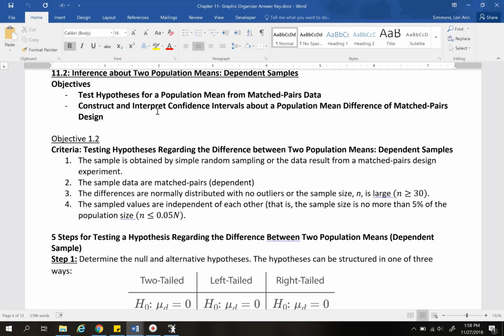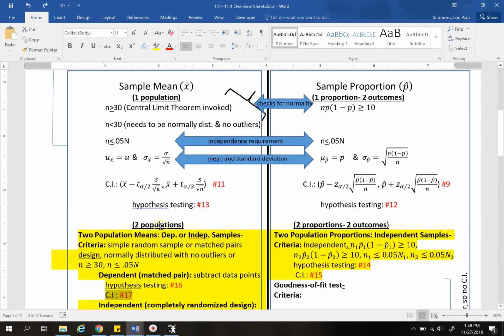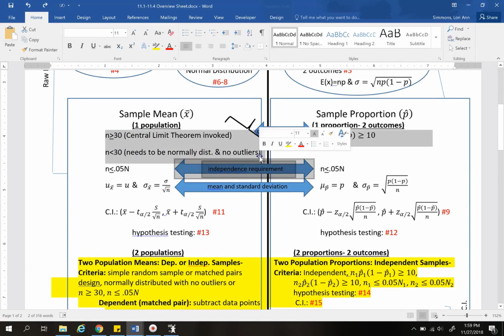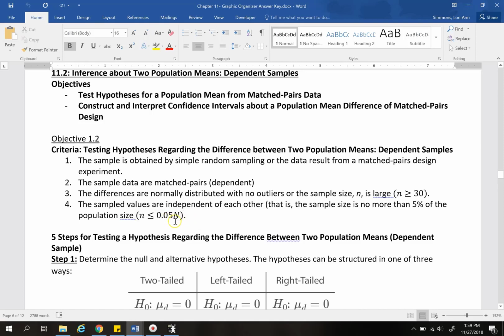The criteria for testing hypotheses regarding the difference between two population means for dependent samples is 1. The sample is obtained by simple random sampling or the data result from a matched pairs design experiment. 2. The sample data are matched pairs, so they're dependent. 3. They have to be normally distributed, so you need to either check that on your calculator or n needs to be greater than or equal to 30 for it to be approximately normally distributed because of the central limit theorem. And then the fourth, the independence requirement, so n needs to be less than or equal to 5% of the population.